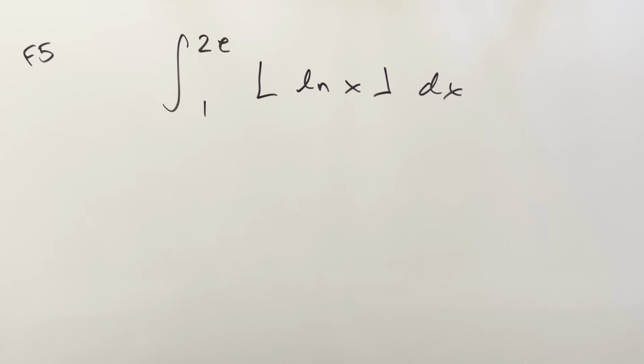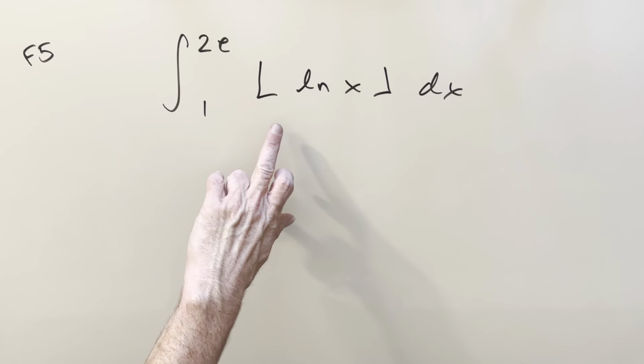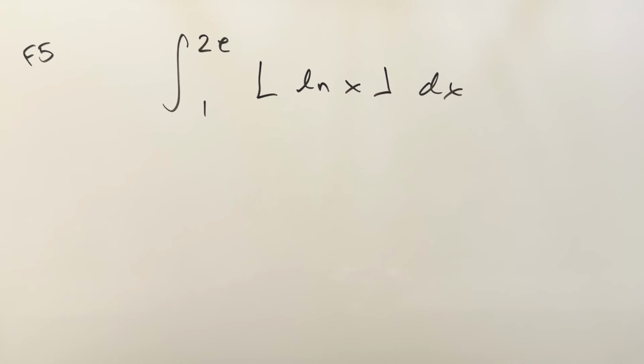All right, we have another integral from Caltech Math Meet 2022 Finals number 5. For this one, let's do two methods on it. We'll do the short way and the long way. The reason is because oftentimes when you have the floor function, you have that choice.